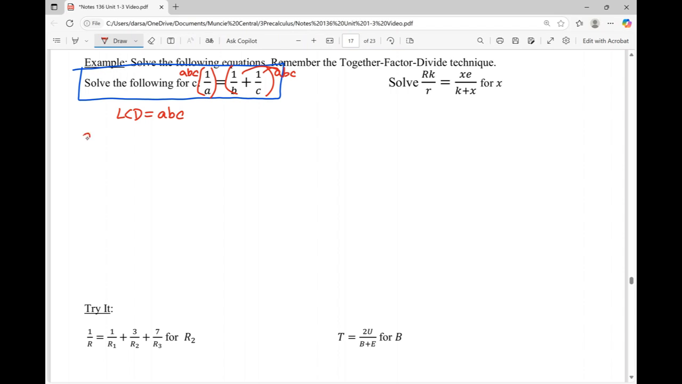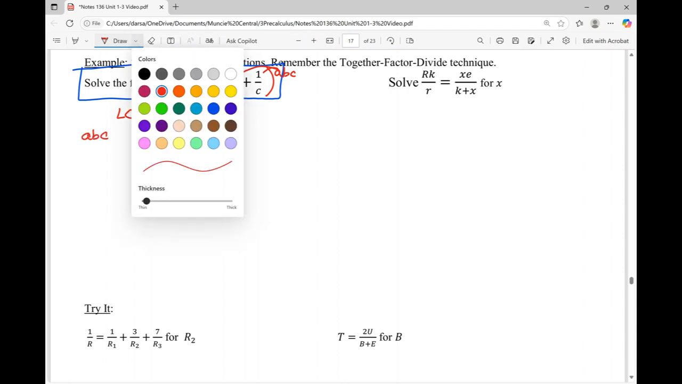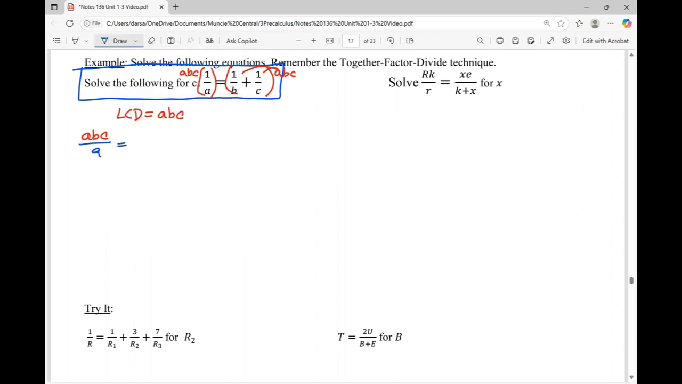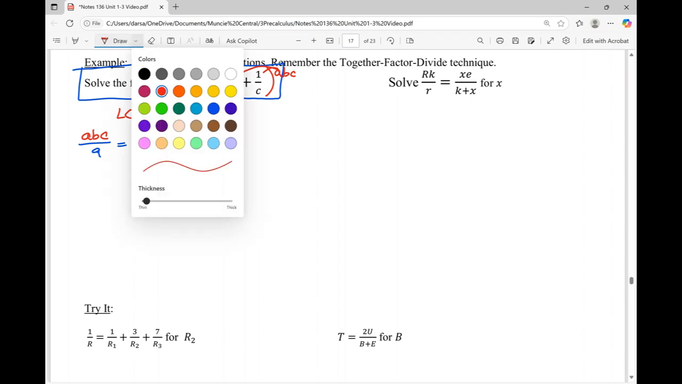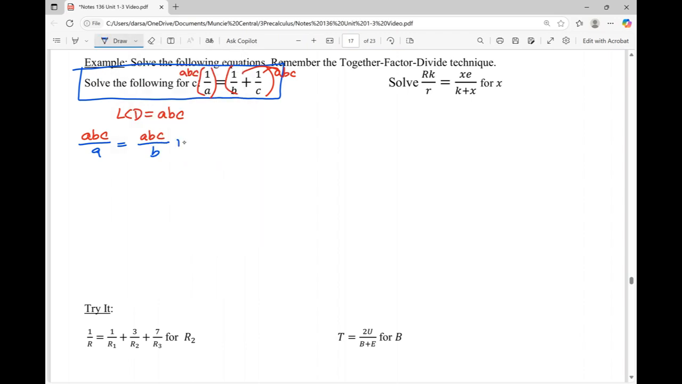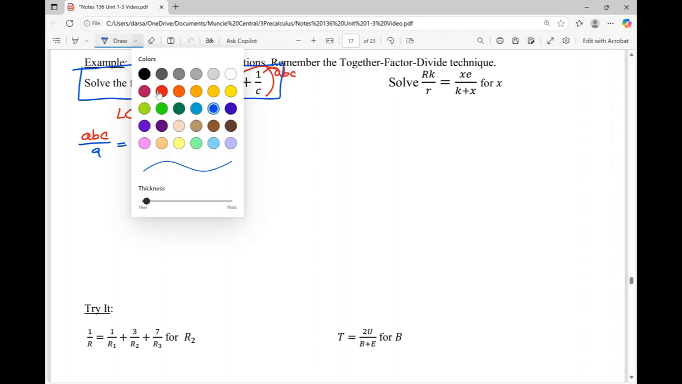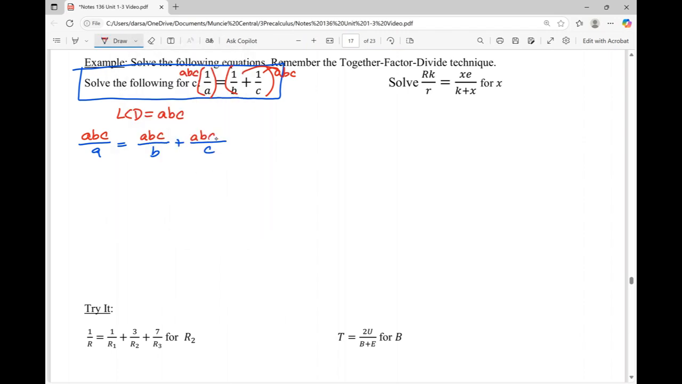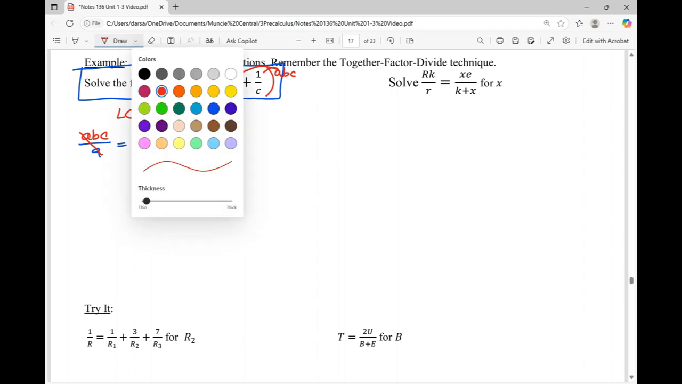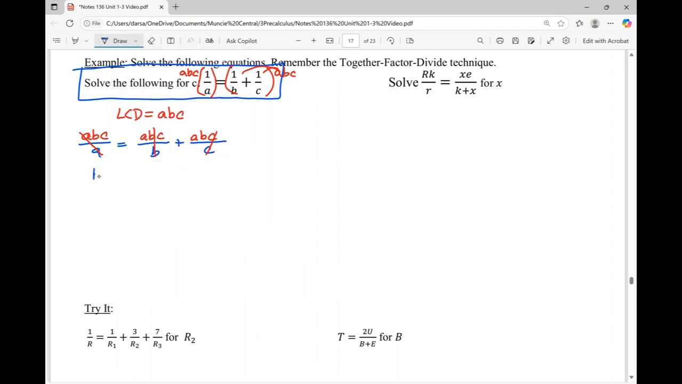So we're going to get ABC over A is equal to ABC over B plus ABC over C. And when we look at it like that, look at what happens. The A's in the first fraction cancel, the B's in the second fraction cancel, and the C's in the third fraction cancel. So what do we end up with here? We end up with BC is equal to AC plus AB.